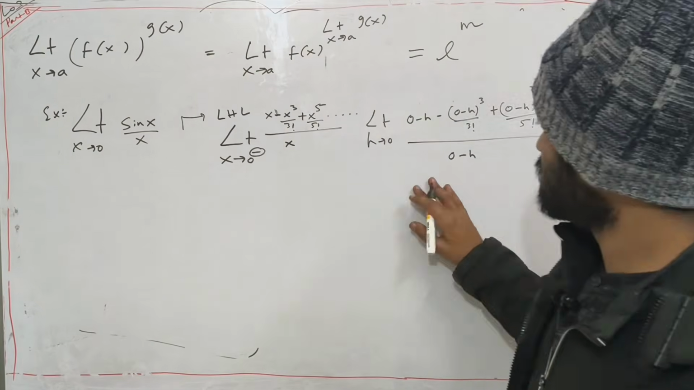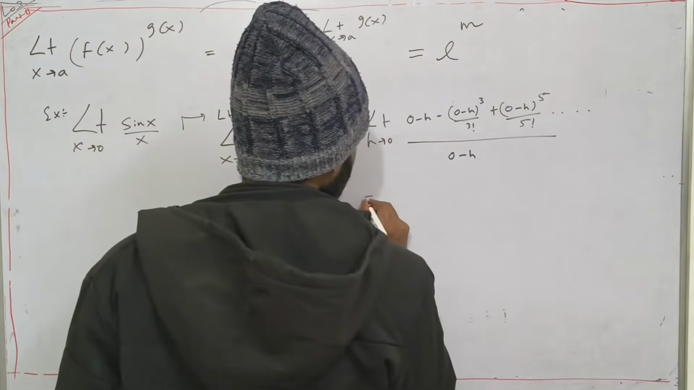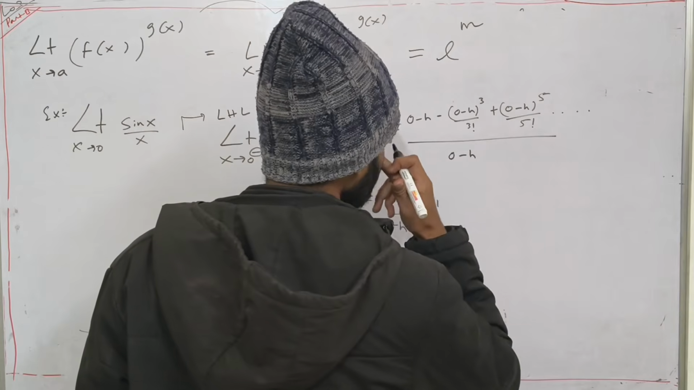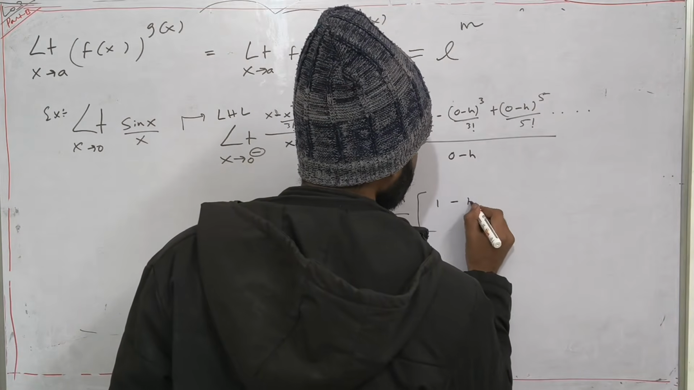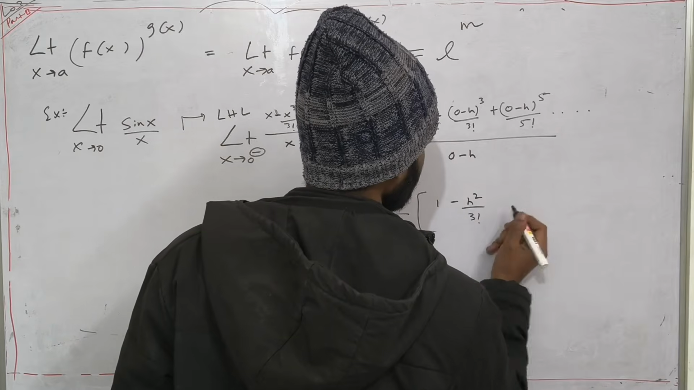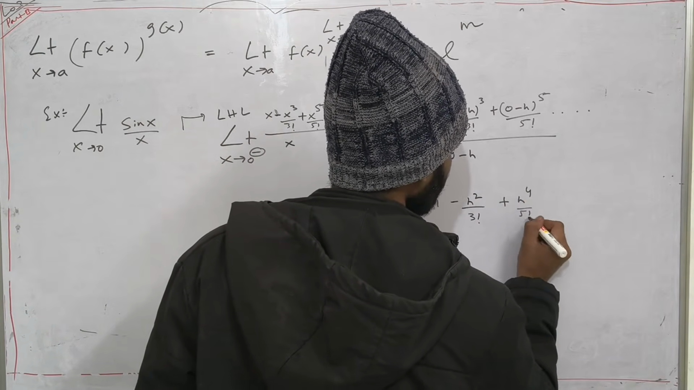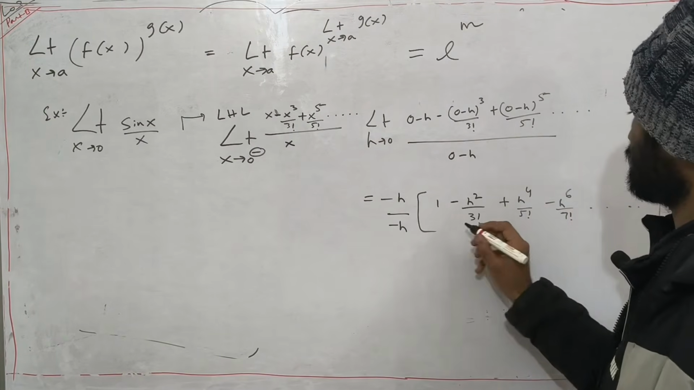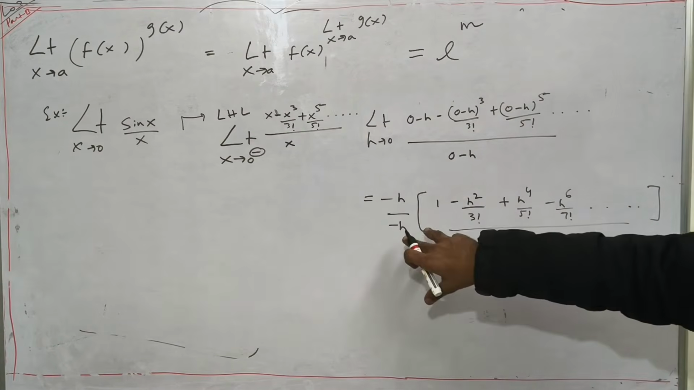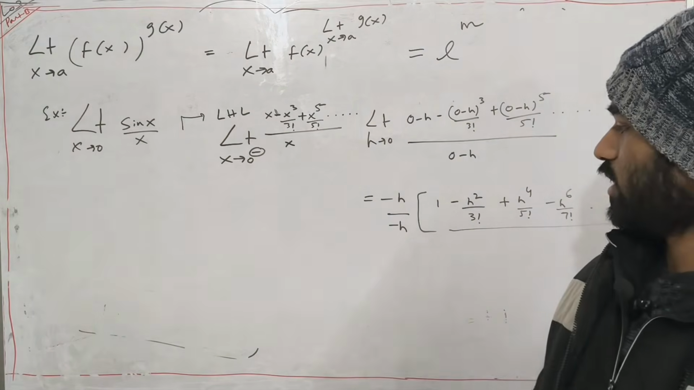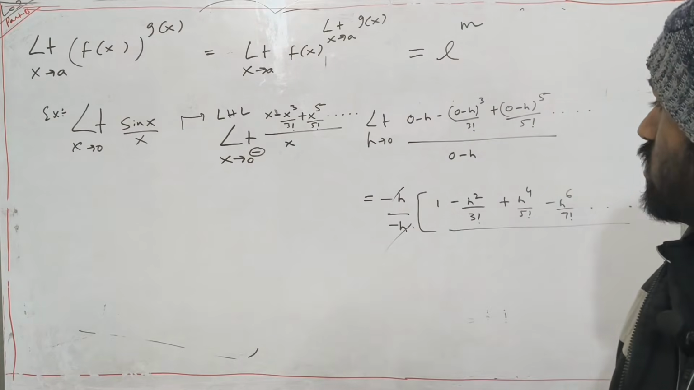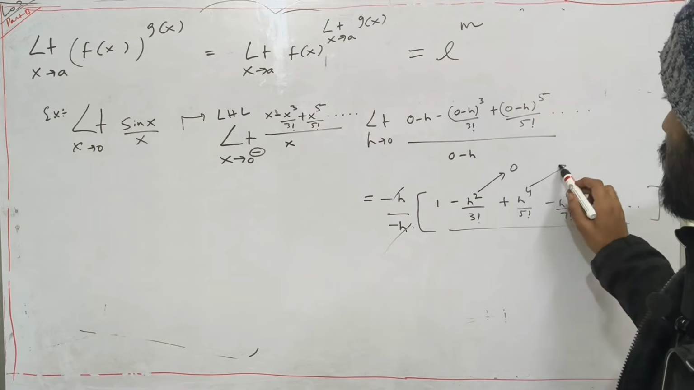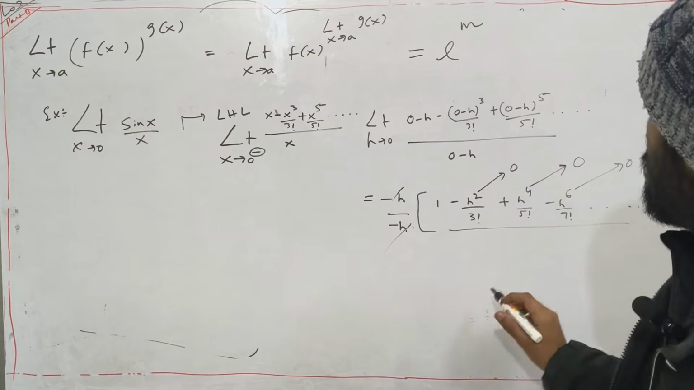Understood? This equals minus h, take it common. If you take minus h common, then it equals 1 minus h square by 3 factorial plus h power 4 by 5 factorial minus h power 6 by 7 factorial and so on. Since h is not exactly 0 but tending to 0, we can cancel the minus h in numerator and denominator. So when h tends to 0, h square tends to 0, h power 4 tends to 0, and this tends to 0. So the answer is 1.